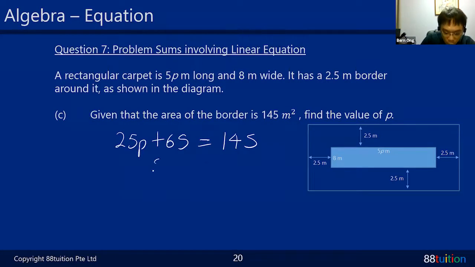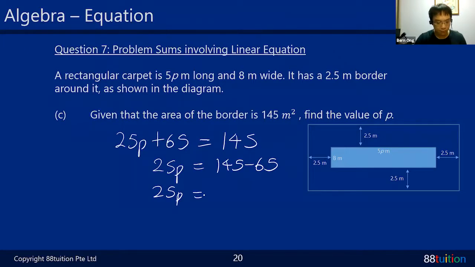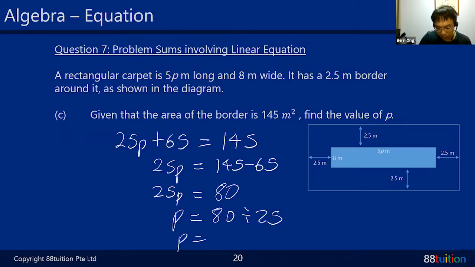That's not tested. So 25p is what? Plus 65, bring across: 145 minus 65. 25p will be equal to 80. So p will be equal to what? 80 must divide by 25. So 80 divided by 25 will give you 3.2. So your answer p is 3.2.